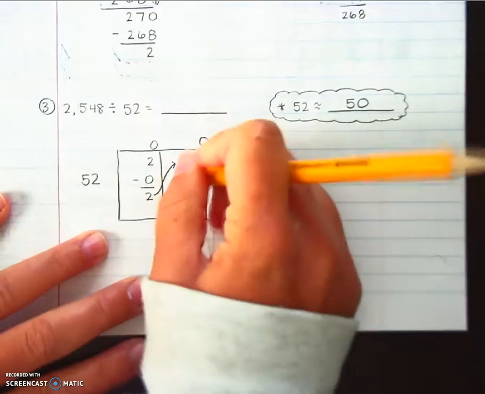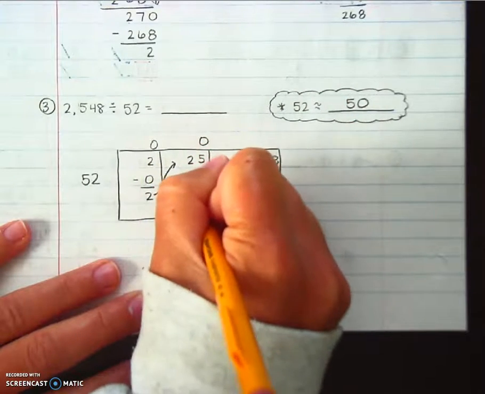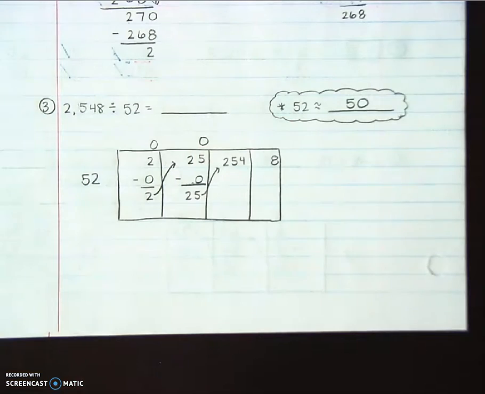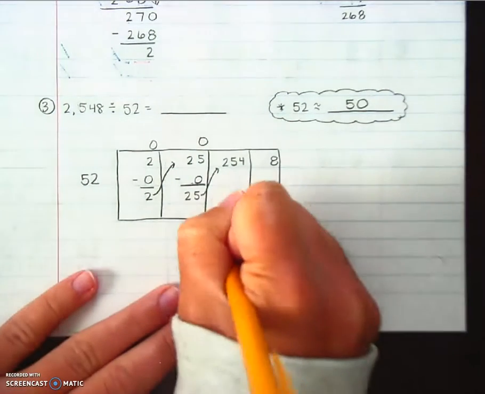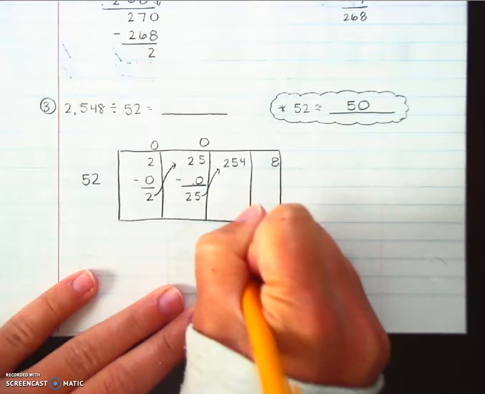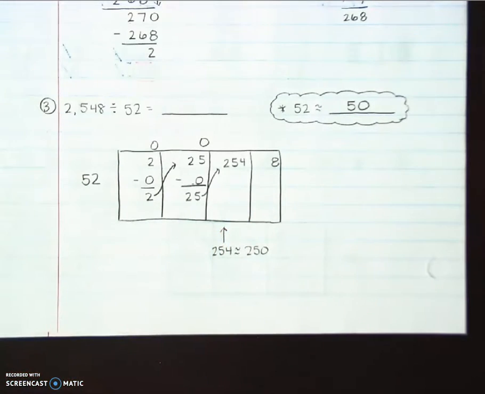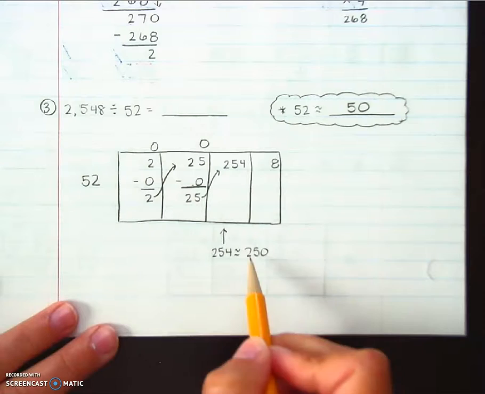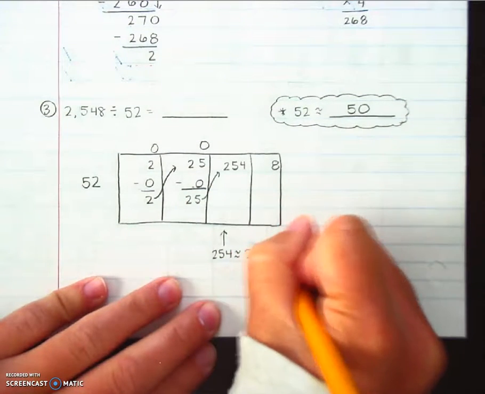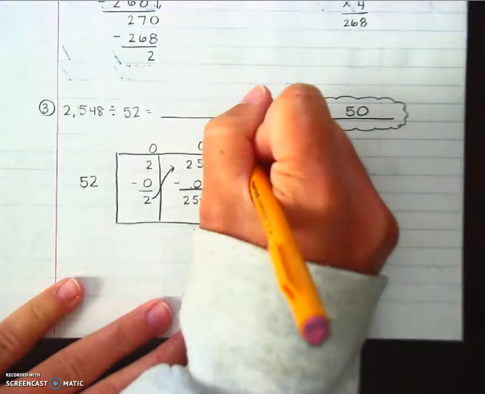Oops, minus 0. Left with 25. So now I need to bring up my 25. Okay, so now looking at this box, 254 is really close to 250. And I see that basic fact of 5 times 5 is 25 in there. So I'm going to try a 5. So I'm going to put a 5 up here.